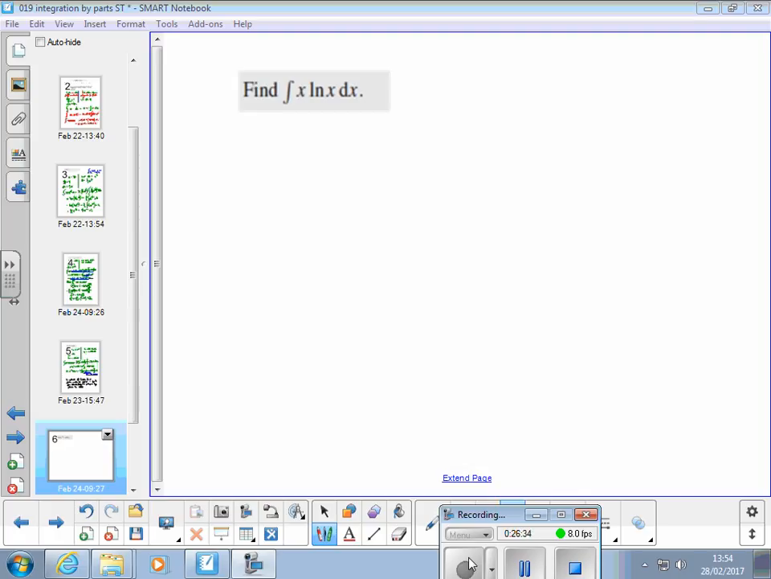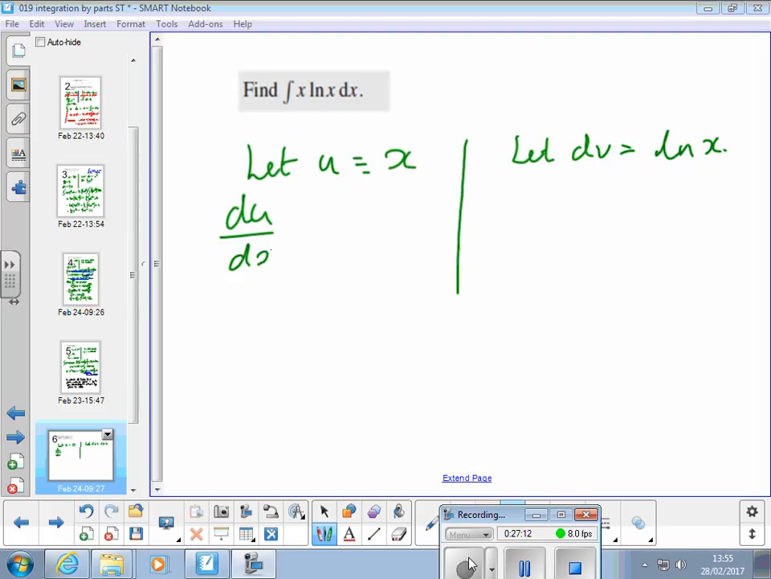Guys, are you ready to move on, please? What are we going to let u equal here? The differential of u equals x is 1, so du is equal to dx. Okay? What's v here? Integrate ln x. Is it in your table?